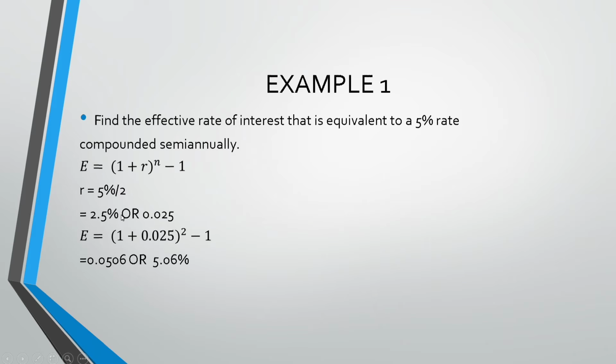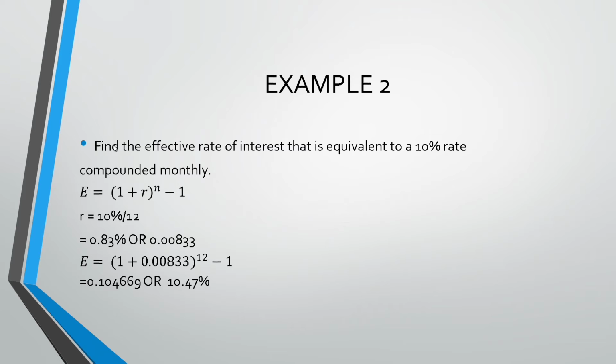So let's substitute this result. 1 plus 0.025 raised to 2 minus 1. And we will have 0.0506 in decimal form or 5.06%. So that is the effective rate for this example. So let's have another example.